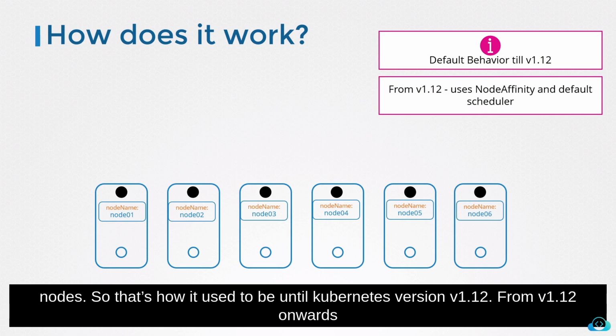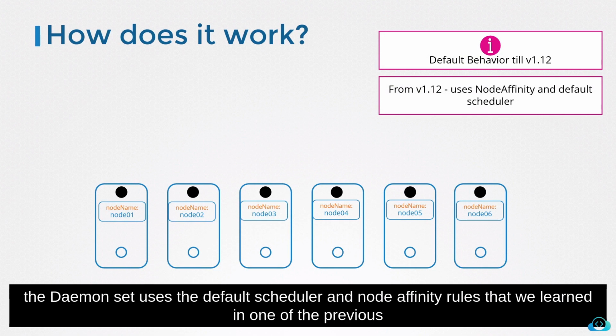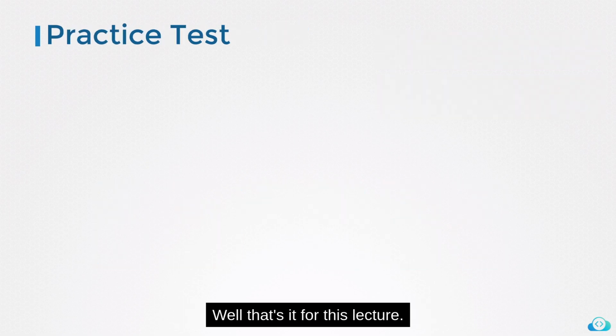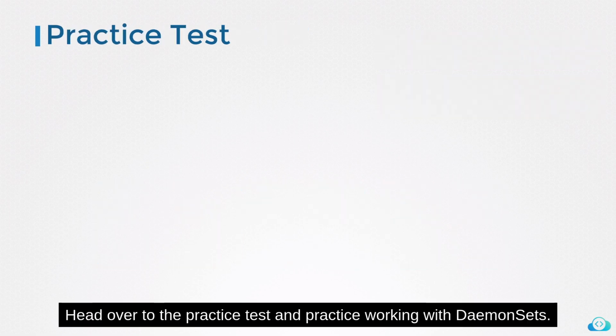From version 1.12 onwards, the daemon set uses the default scheduler and node affinity rules that we learned in one of the previous lectures to schedule pods on nodes. Well, that's it for this lecture. Head over to the practice test and practice working with daemon sets.